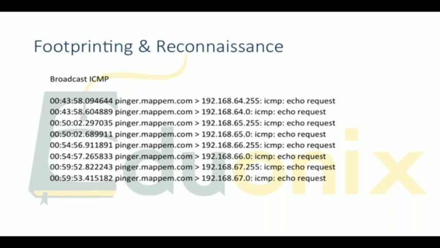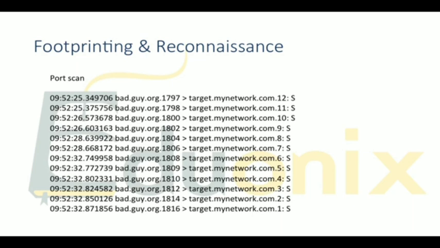Broadcast ICMP is still the single most common mapping technique in use. It's also very effective. As you can see here, it's scanning the broadcast addresses 0 and 255 once it finds a particular broadcast range that replies.